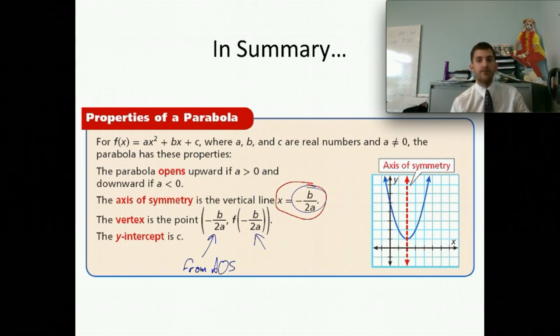The f of -b over 2a looks like a lot of work because then it feels like you got to figure out something and then you got to plug it in. Well, we already know what -b over 2a is, and we're just going to plug in the x value. We know the x value from our axis of symmetry. Now we just got to plug it into the function to find the y coordinate. Last part, the y-intercept is c. So pretty straightforward on that.